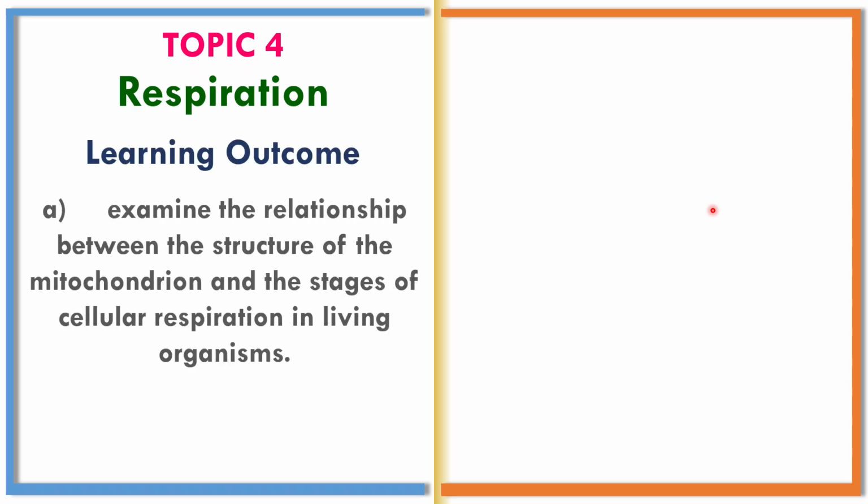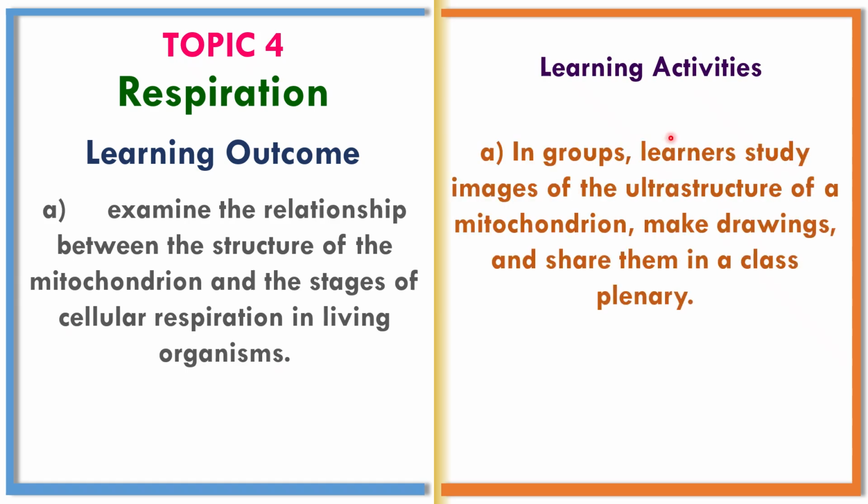Our learning outcome A: examine the relationship between the structure of a mitochondrion and the stages of cellular respiration in living organisms. We are going to look at learning activity A. In groups, learners study images of the ultrastructure of a mitochondrion, make drawings, and share them in a class plenary.